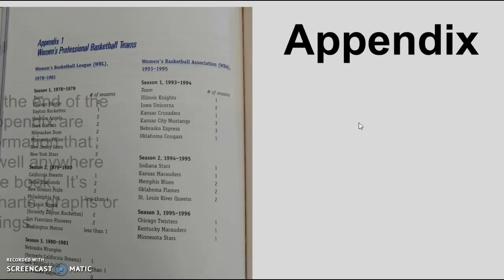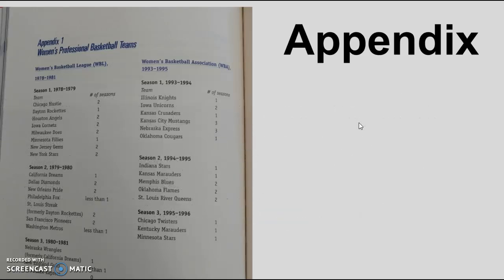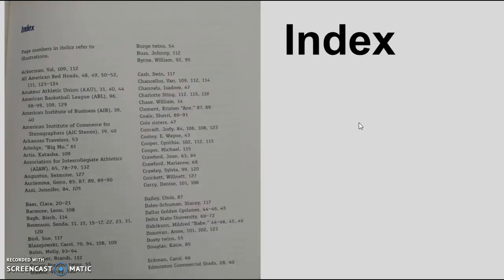In the back of the book, sometimes they will have the appendix. So appendixes are just extra information that didn't fit well anywhere else in the book. It's usually charts or graphs or lists of things, but it's basically things that didn't fit anywhere else. It didn't make sense to put it there, so they just listed it at the end of the book. That is the appendix.